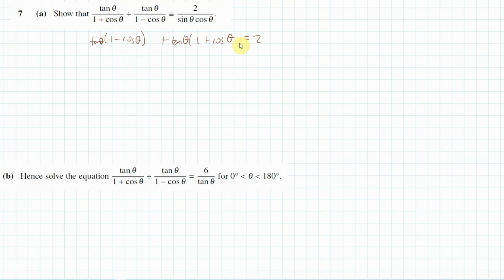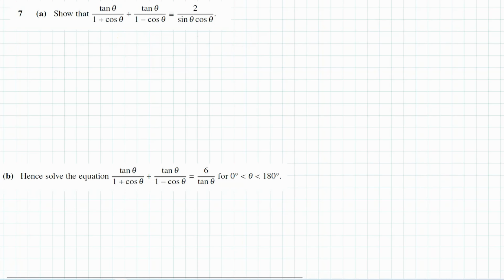Other errors that I saw were people getting themselves into all sorts of tangles because they immediately turned the tan theta into a sine over cosine theta, and I think that made things a little bit complex and people got a little bit confused. So I'll show you my method for solution here and see if that makes sense. If you have any questions, as always, hit me up about them in school or put a comment here.